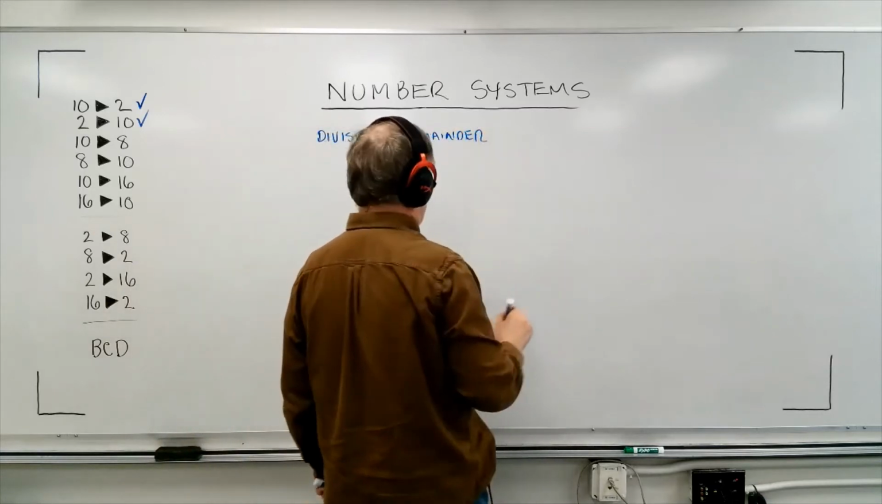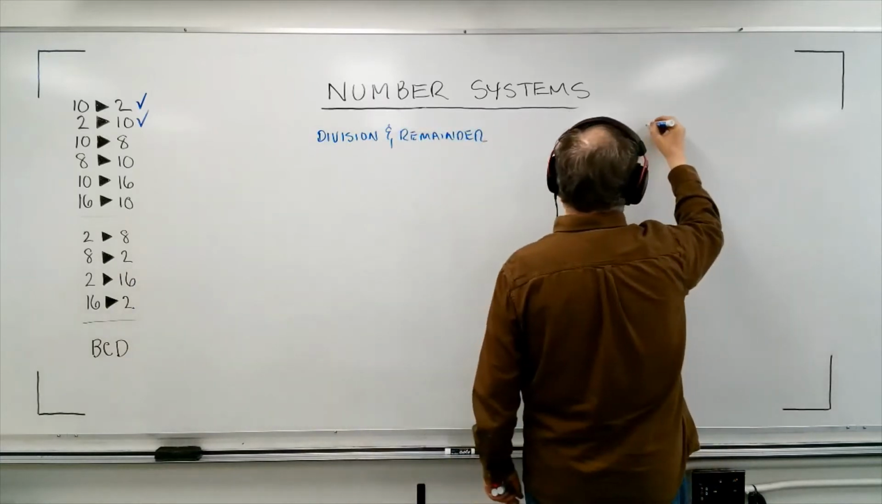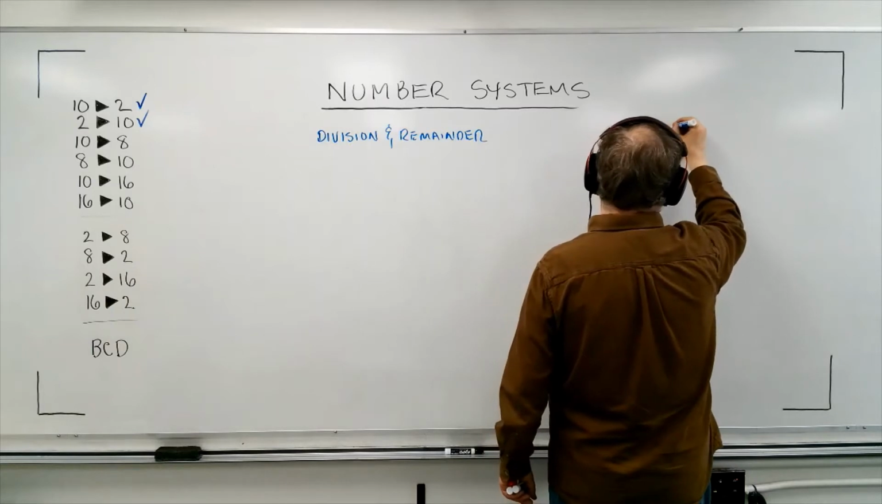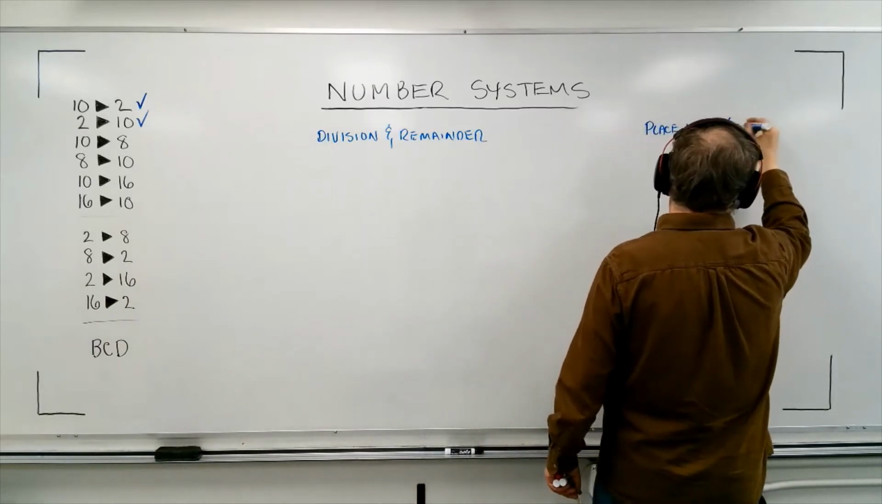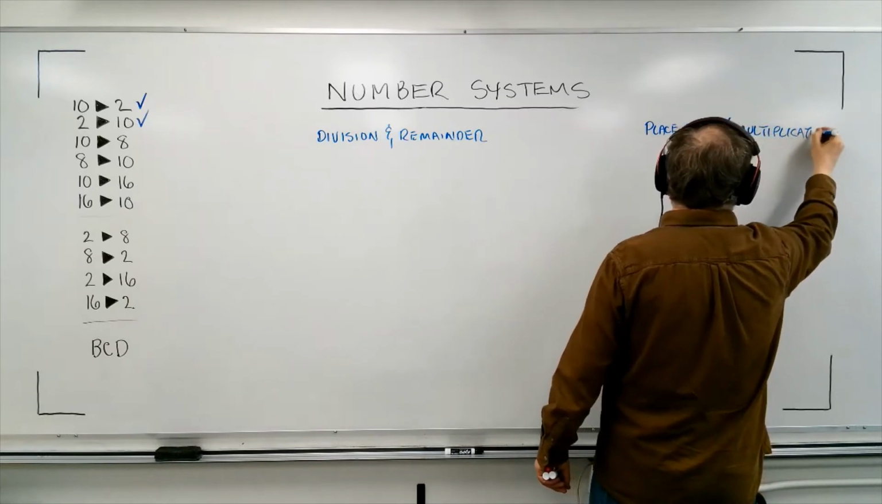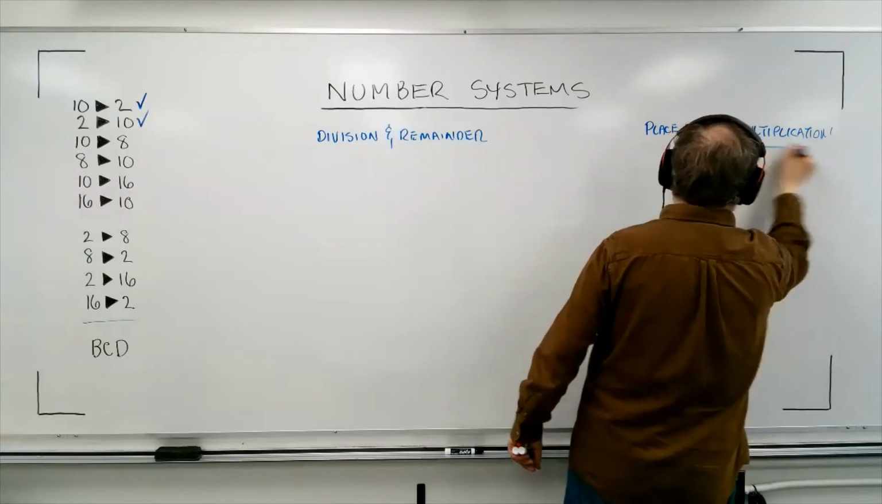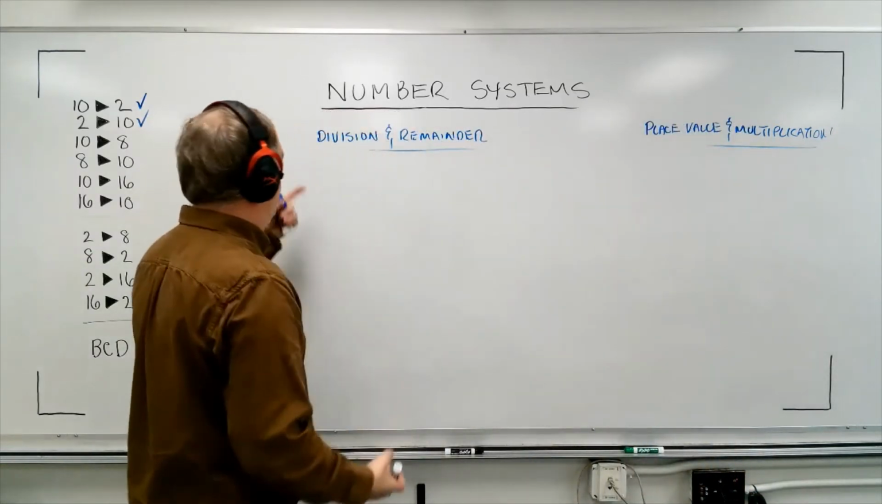Division and remainder. And the other method that you use if you want to convert the other way is place value and multiplication. Okay, so there's the one method, and this is the other method. Now, we're going to start with this one.